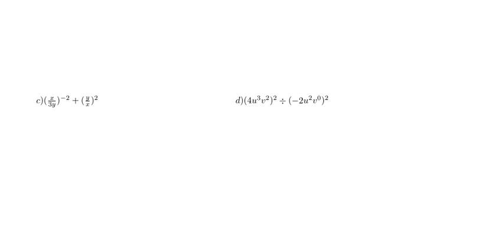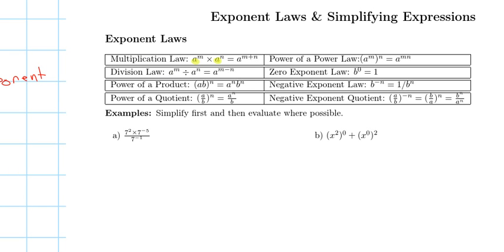I have the same base, and I'm multiplying them. So all you have to do is keep the base and add your exponents. Does it make sense to you guys? Does this formula make sense now? Now, the second formula that we use is called the division law. With the division law, it's the same idea. I have to have the same base, otherwise I can't use the division law.